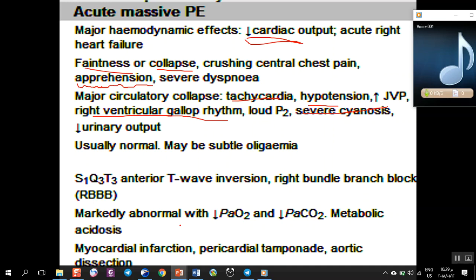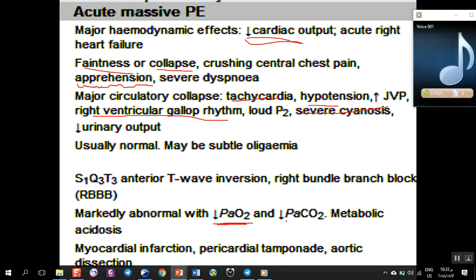The patient has this. We send for chest X-ray, which may be normal or oligemic. ECG, in some cases will show S1Q3T3, or sinus tachycardia or right bundle branch block. Arterial blood gas analysis shows hypoxia and hypocapnia, in respiratory failure.